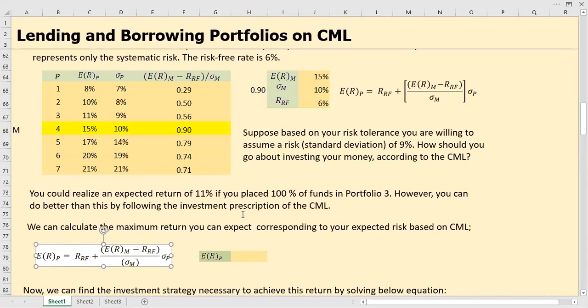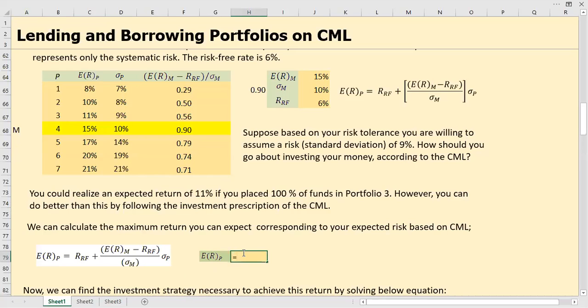Now, what is the maximum risk that you can bear? It is 9%. It is given here. But if you go for the efficient frontier, you can get 11% here. You can get a maximum of 11%. Now, what I am going to do is calculate the maximum return that you can get from the capital market line if you have 9% standard deviation. So I am going to add all these values here.